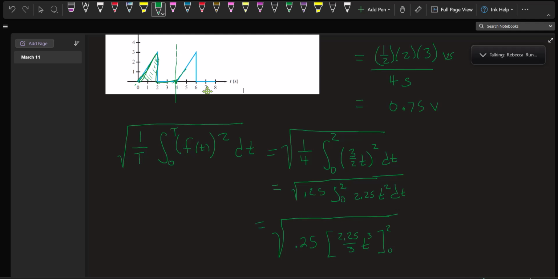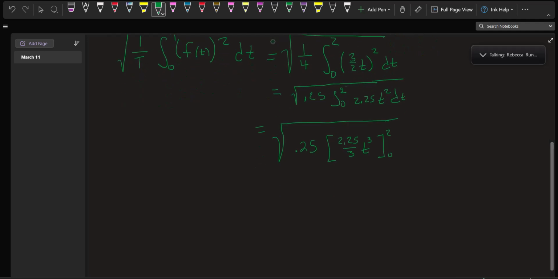Do any of you have a calculator? I do. Okay, so this would be 0.25 times 2.25 over 3 times 8. This would be 1 point something. 1.5? After the square root? I don't know. 1.22. 1.22 volts.